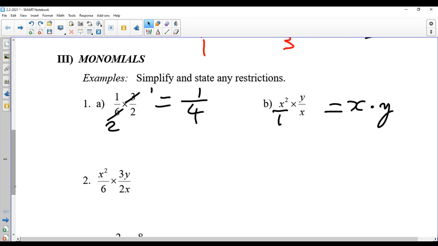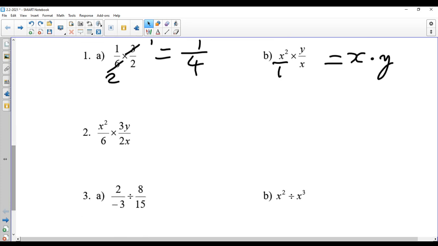Let's see what we do with this. X squared over 6 times 3y over 2x. My suggestion is reduce the numbers first. Whatever numbers you can reduce, those first. Okay? So Suchir says what? Say it again? Yep. Yeah, we're going to deal with the numbers first. So 3 goes into 3 once, 3 goes into 6 twice. So that's the first thing I would do.